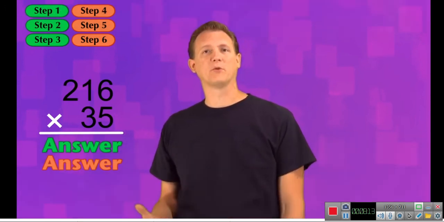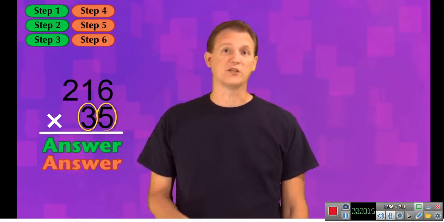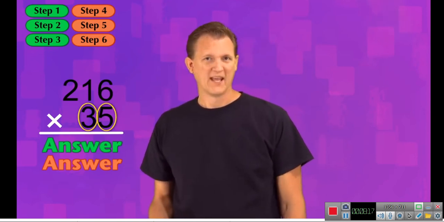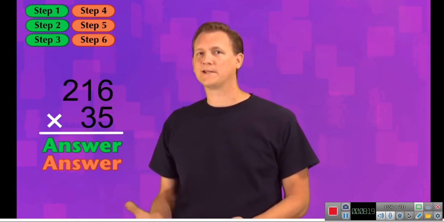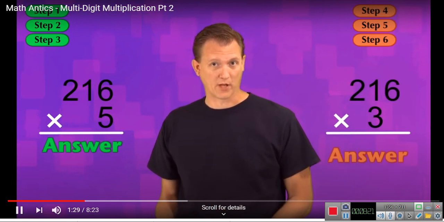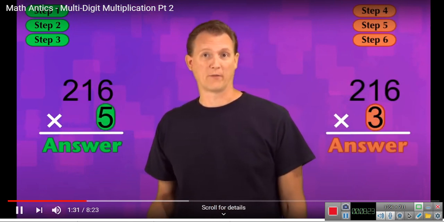Now don't panic. The different answers are just what you get from doing the multiplication procedure for each digit of the bottom number separately. In fact, it's kind of like we're pretending we have 2 separate multiplication problems that each have a 1-digit bottom number.